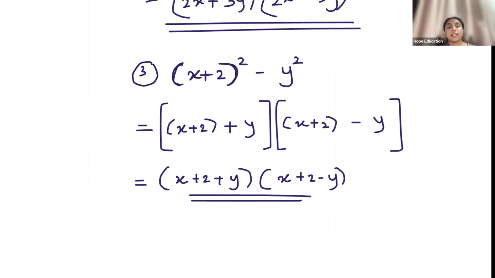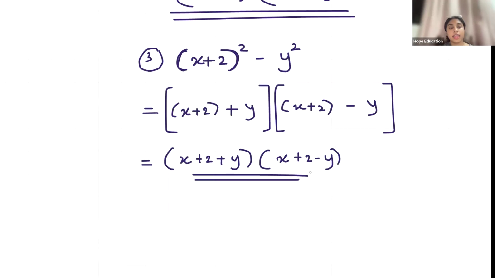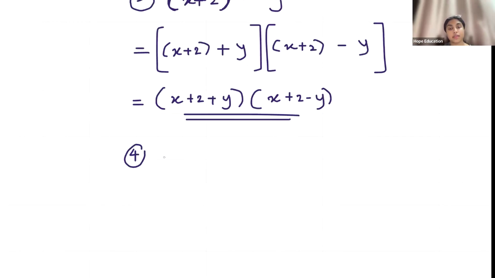Okay. Let's look at the fourth example too. Then I will give you time to write. P minus 2 squared. P plus 5 squared. Again, we have two square terms. P minus 2 squared, P plus 5 squared.